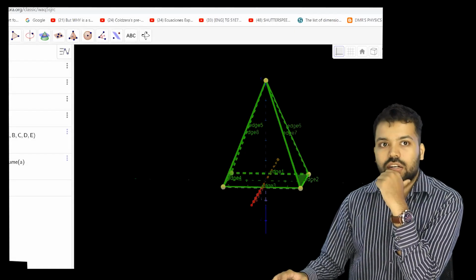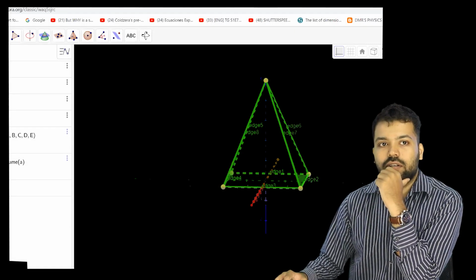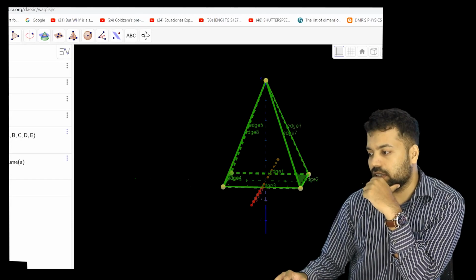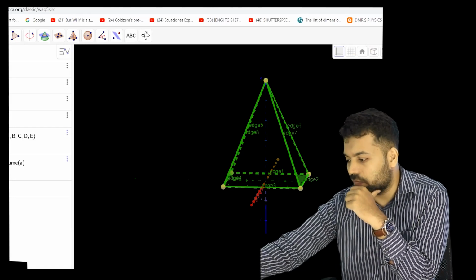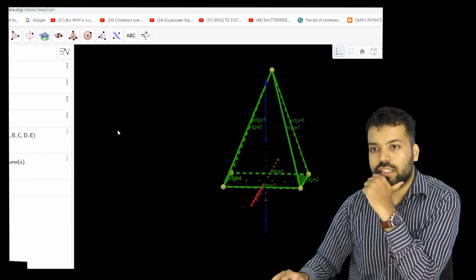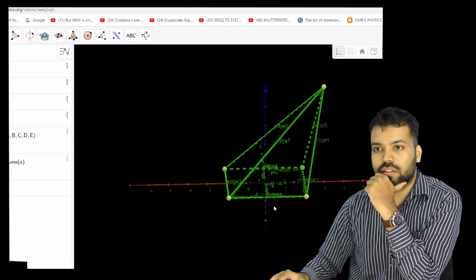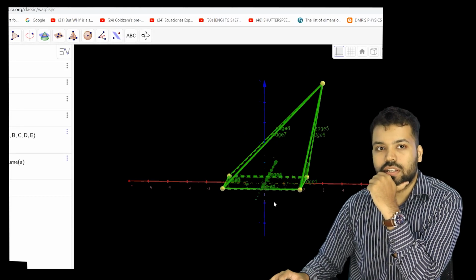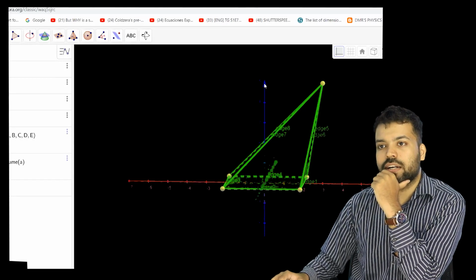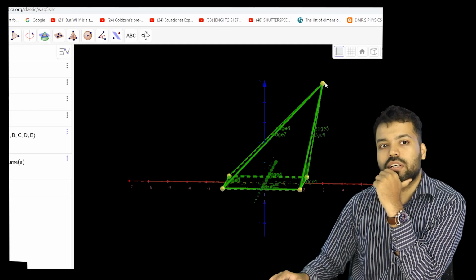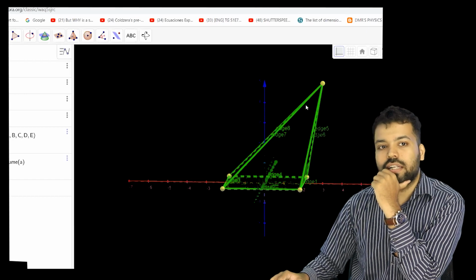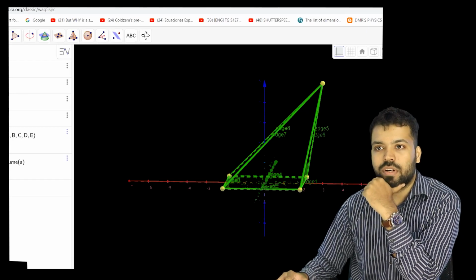Now I'll move the vertex. Say I'll make this 3. So what has happened is, my vertex was somewhere here, and now it has moved to the right side of the x-axis, the red axis. Still, the volume has remained the same, 26.67.